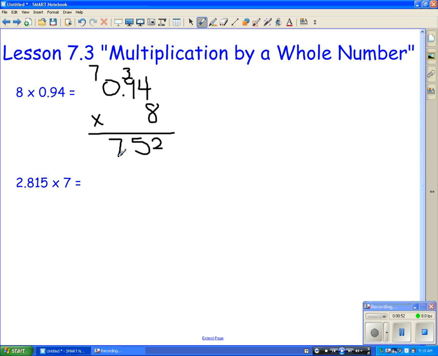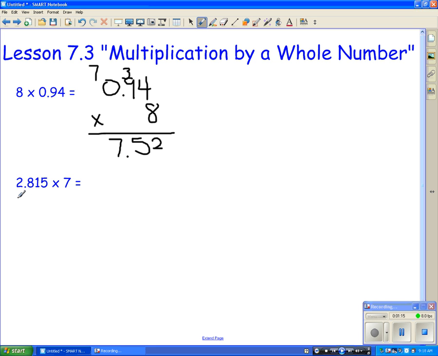There are two ways to figure out where the decimal point belongs. One way is to pull it straight down. Another way is to count how many digits of the factors are behind a decimal point. Here, we don't have any digits. And here, we have 2 digits behind a decimal point. So in our product, 2 digits need to be behind the decimal point.